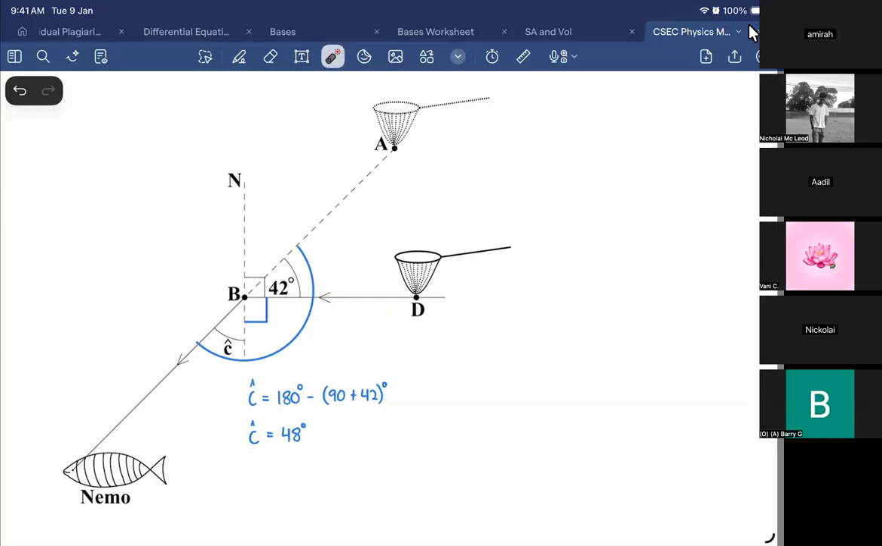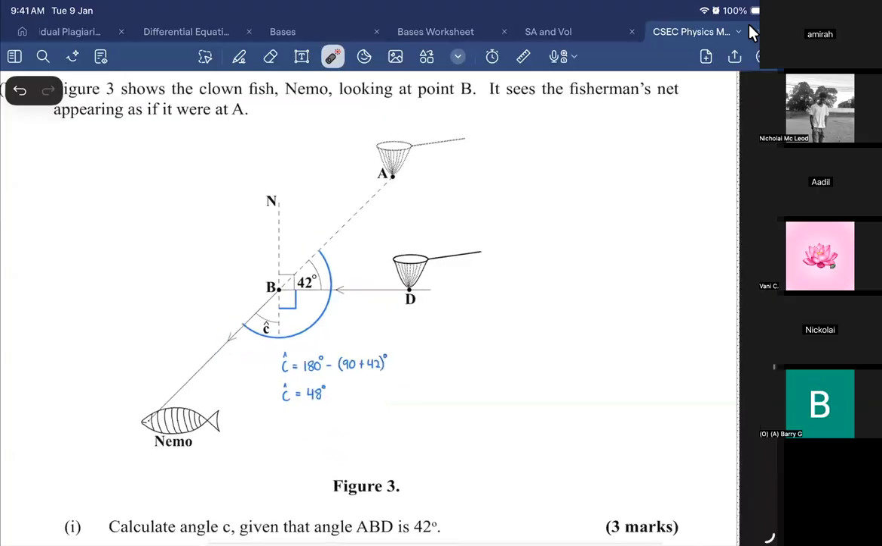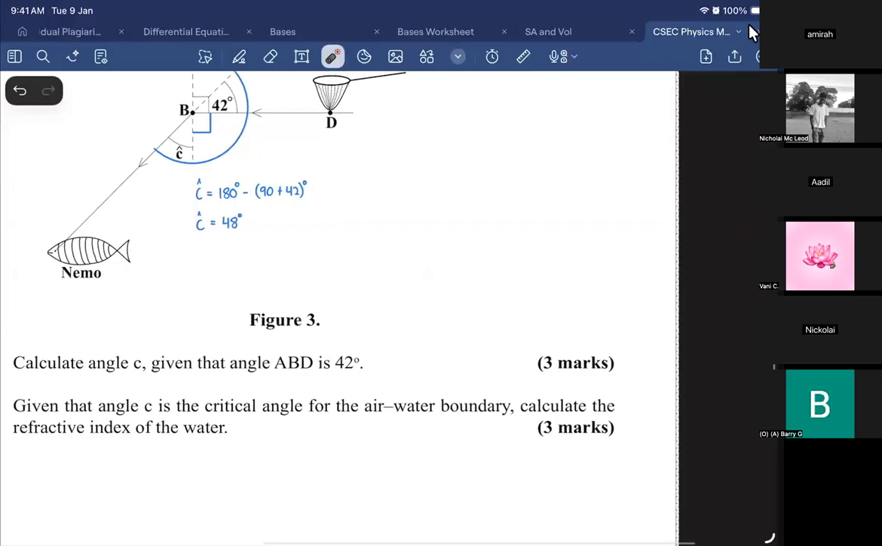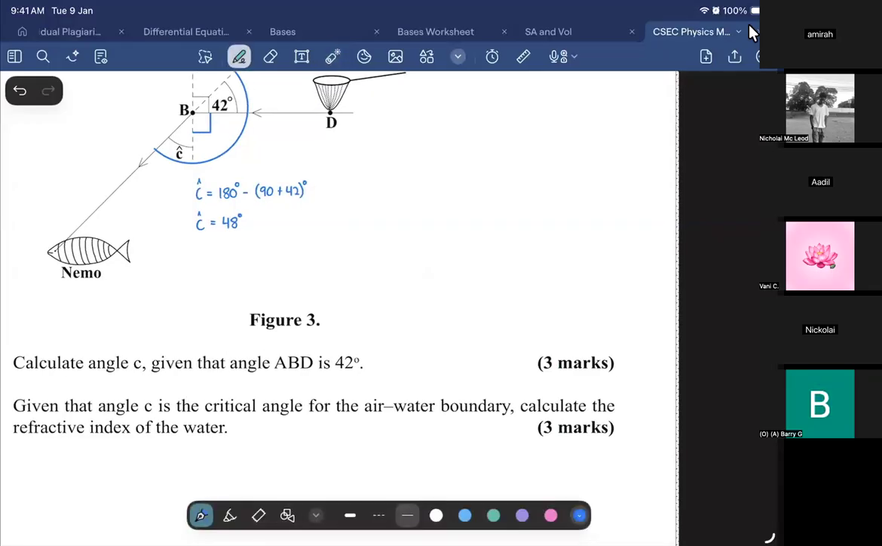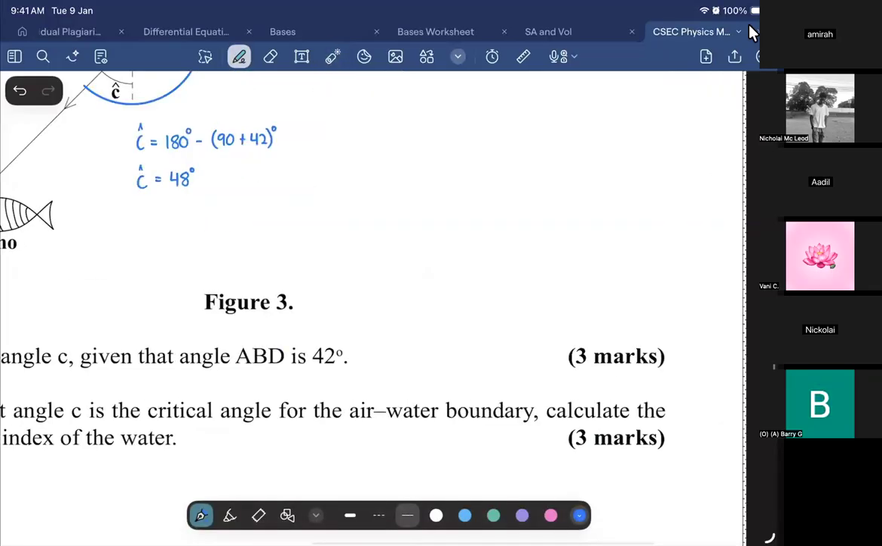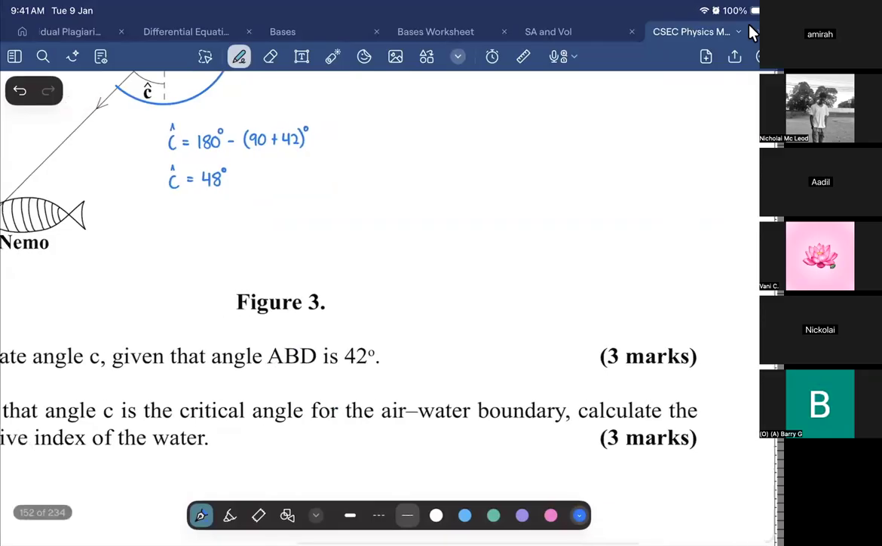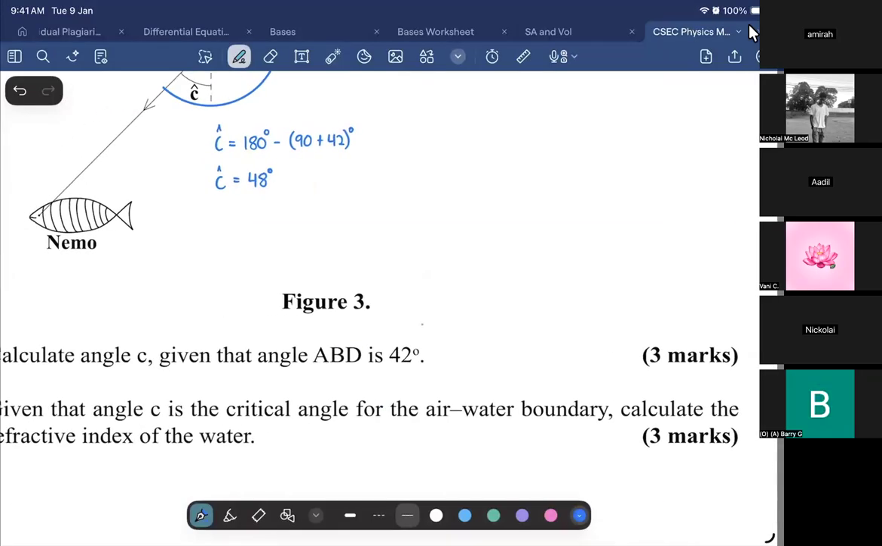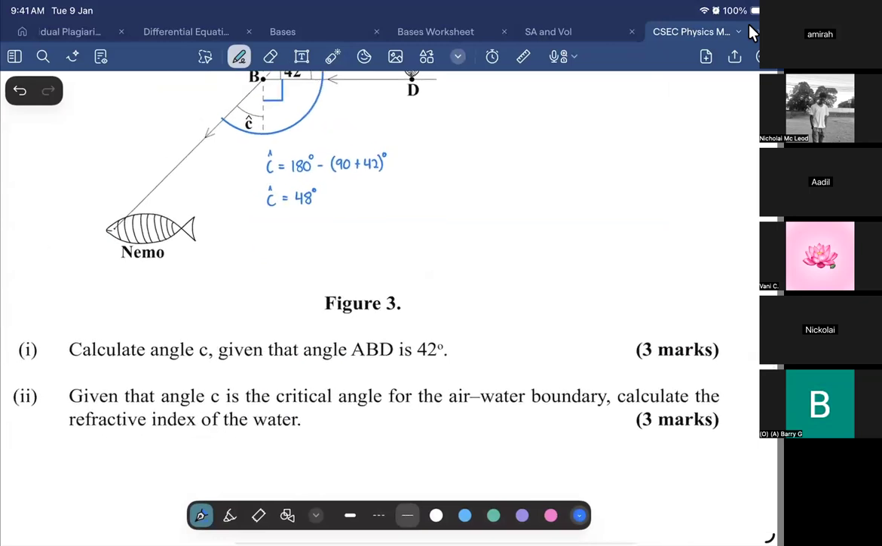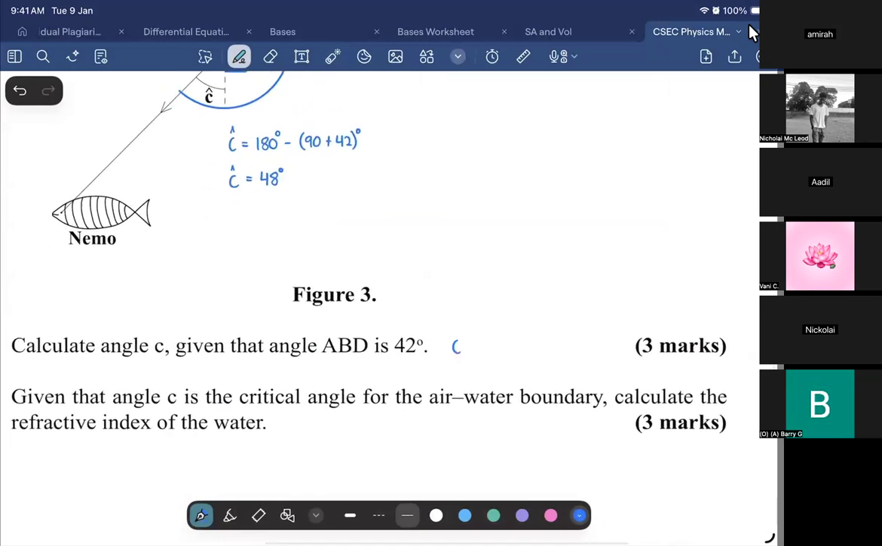Let me know if I catch that. Yes, sir. That is 3 marks. You know how you have to work for 3 marks in maths? In a maths exam, you have no idea how hard you have to grind for that. It's crazy. But in physics, it's really easy to get 3 marks. So angle C is 48 degrees.